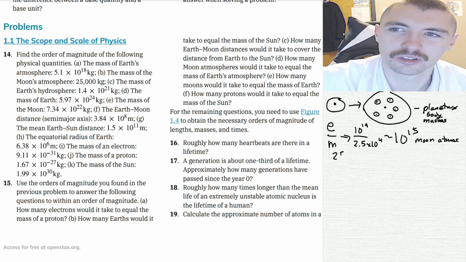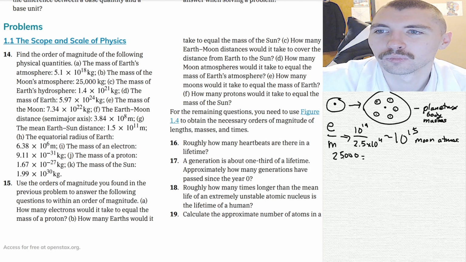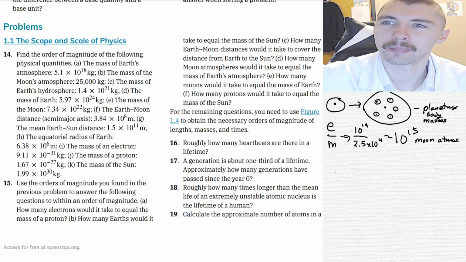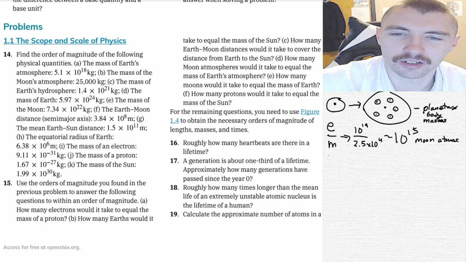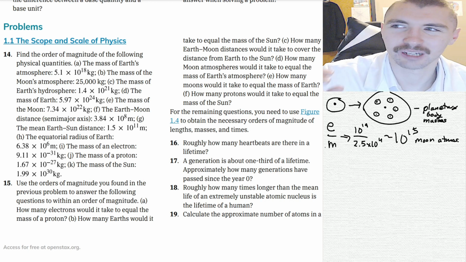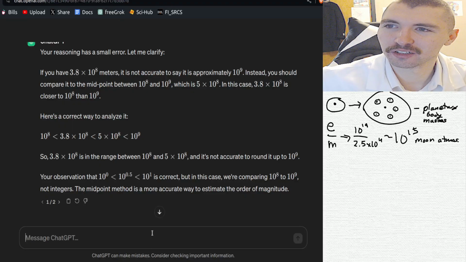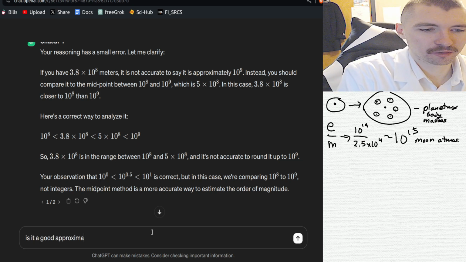So 25000 is 1, 2, 3, 4. Okay. I'm building intuition for doing this, I think. All right, so I'm a little unsure. I'm confident, but I'm equally unsure. And that's dangerous. So let's check. Is it a good approximation that 10 to the 15 moon atmospheres could fit in Earth's?